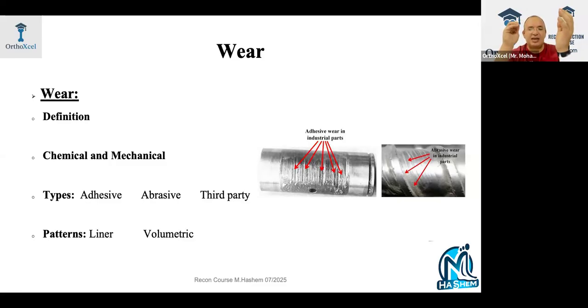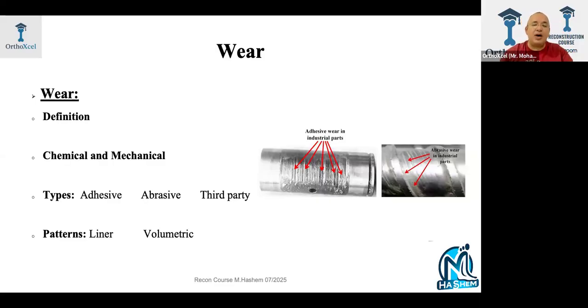Third party means there is another foreign body between both of them. The pattern of wear can be linear wear, which happens commonly with a small head. With the small head, the head goes into the liner, causing wear into the poly in a linear way. So if a small head starts to cause wear inside the body, it will be causing a linear wear.